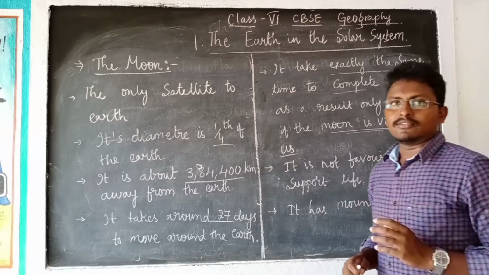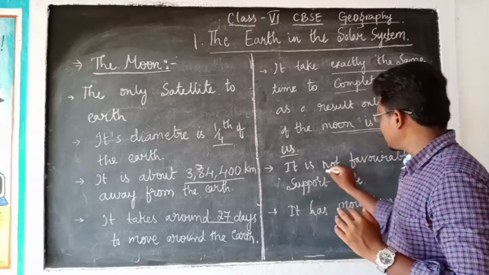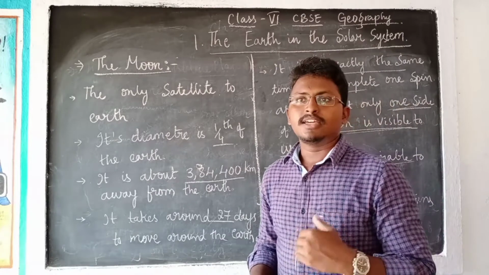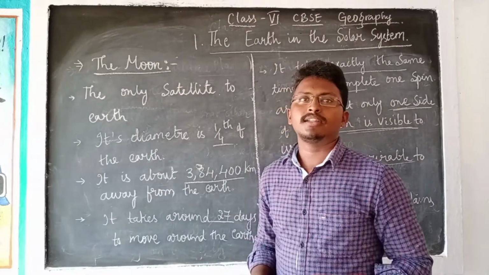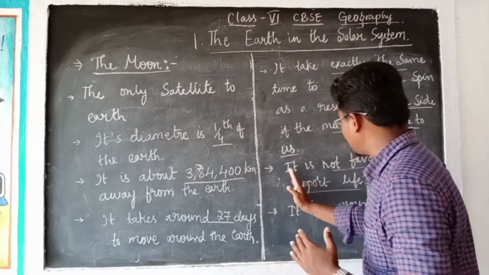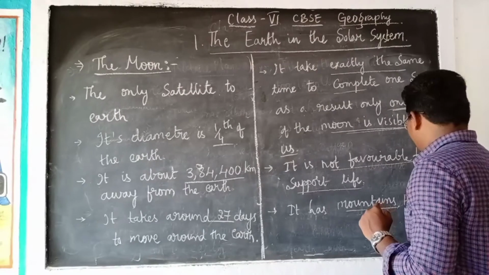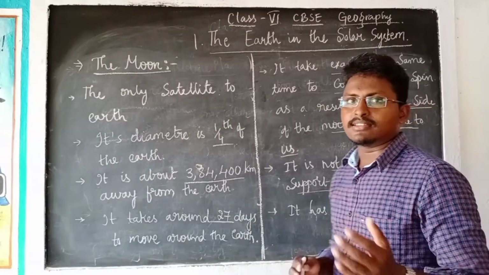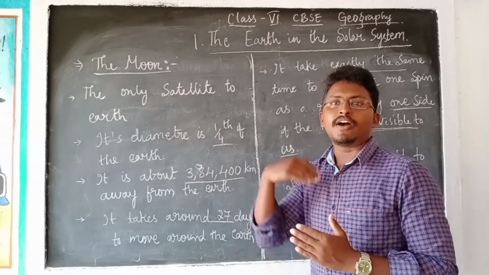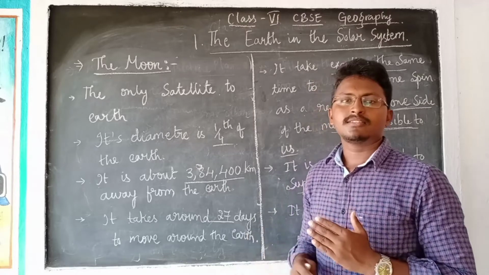Then you may ask, is it favorable to life? Will it support life? No, it is not favorable to support life. Why? Because unlike earth, there is no water there, there is no air there, there is nothing favorable to life. That is why it is not at all supporting life. But it has mountains and plains, and very recently many scientists are doing research to find life, or whether it is possible to sustain lives on this moon.